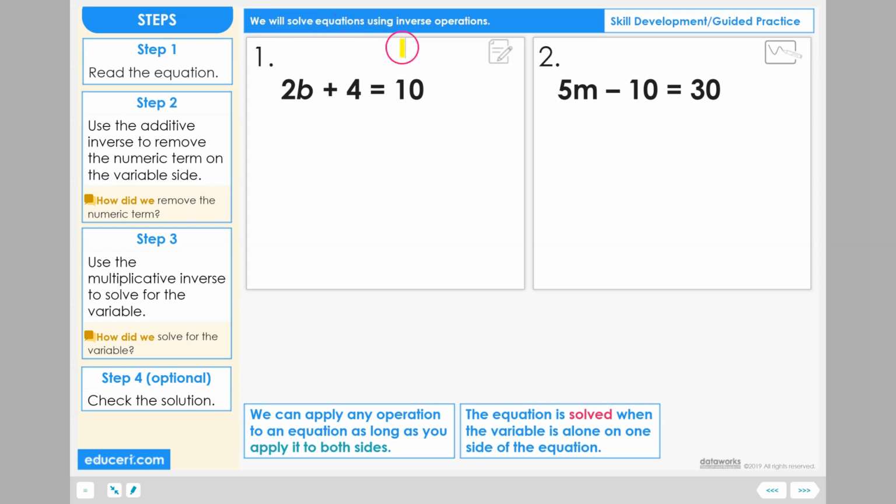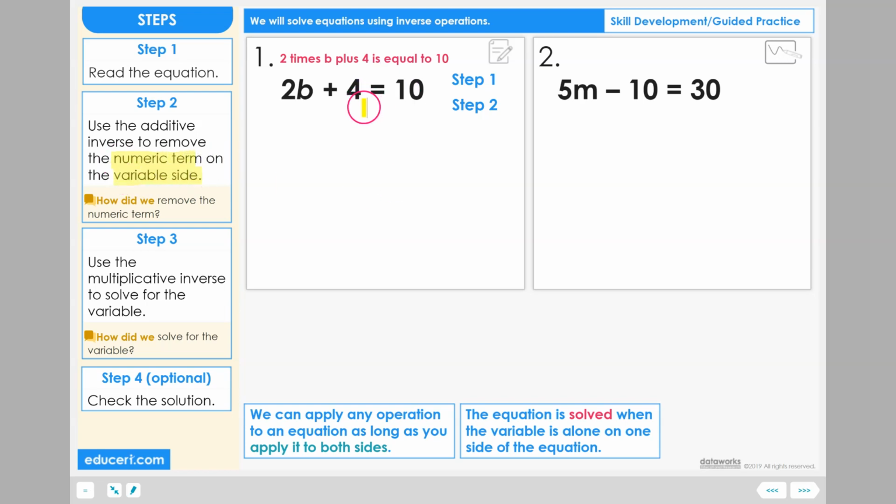Let's solve equations using inverse operations. Equation number 1. Step 1. Read the equation. We have here 2 times b plus 4 is equal to 10. Step 2. Use the additive inverse to remove the numeric term on the variable side.